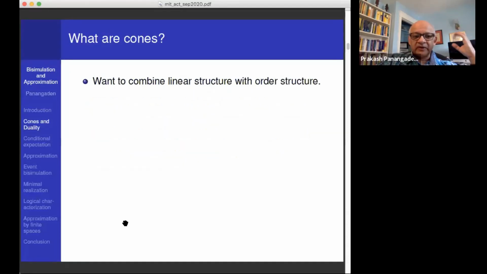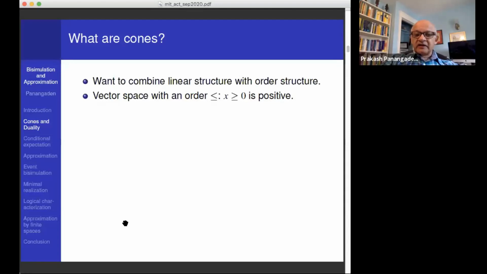Okay, so to begin with, the basic mathematical structure with which we work are called cones, which essentially combine linear structure with order structure. So if you want to have vector spaces with order, you basically introduce a cone. Once you have an order on a vector space, you get a natural cone structure by asking for the collection of non-negative vectors.